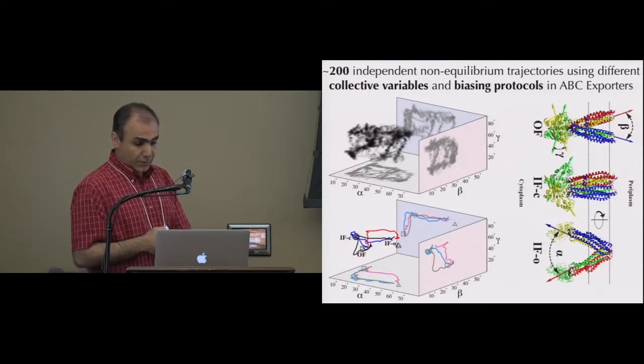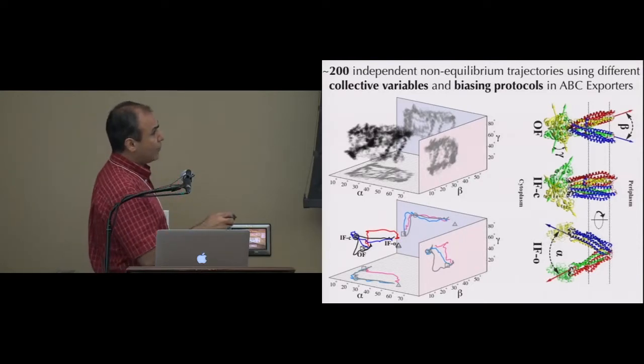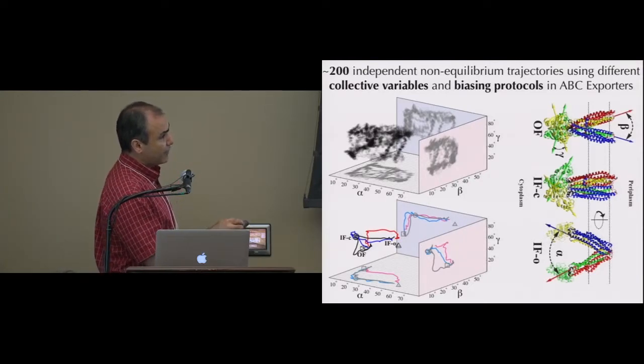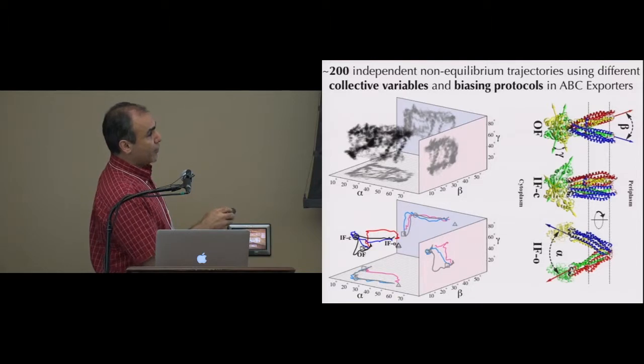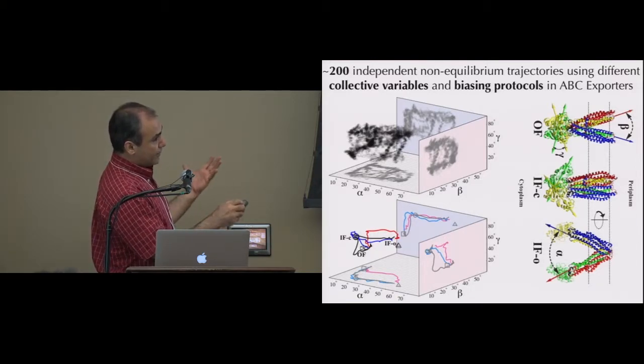So then I'll just show you a couple of examples. This is one example of a transporter. In this case, we are using, for example, opening, closing on one side, opening, closing on the other side, the twist angle between some of the domains and their combination, different force constants. And in this case, we are looking at 200 independent initial non-equilibrium trajectories. So these are all shown in this space.